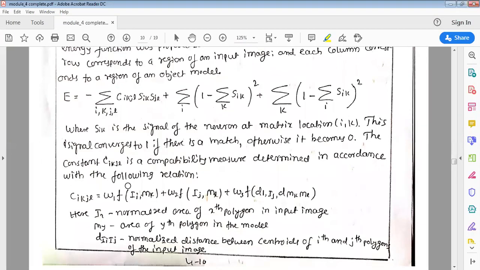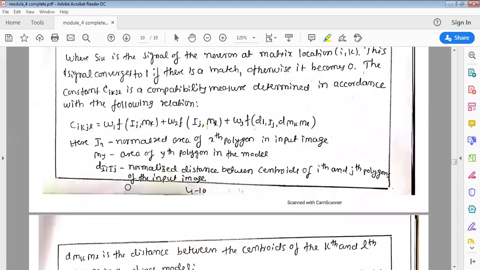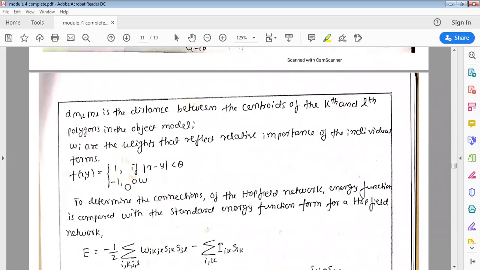Once you do this, I'm going to train the neural network. Once I train the neural network, I'm going to design the weight vector. The weight vectors are designed depending on how much each value of a row is similar to another value in the column. So the weight vectors reflect the relative importance of the individual terms.